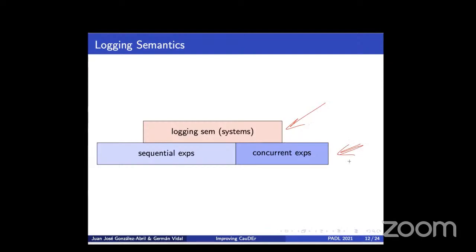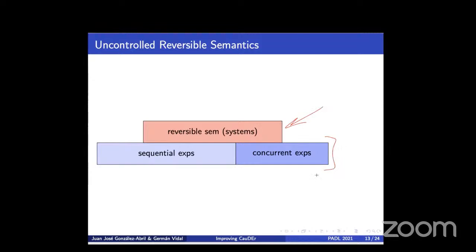A logging semantics is essentially a standard semantics that produces a log of the computation as a side effect that is then used by the replay debugger in order to replay a particular execution. And similarly, we can define a reversible semantics by only changing this layer, but we don't need to change anything in this part of the semantics. The reversible semantics is in principle non-deterministic, which is what we call an uncontrolled reversible semantics.